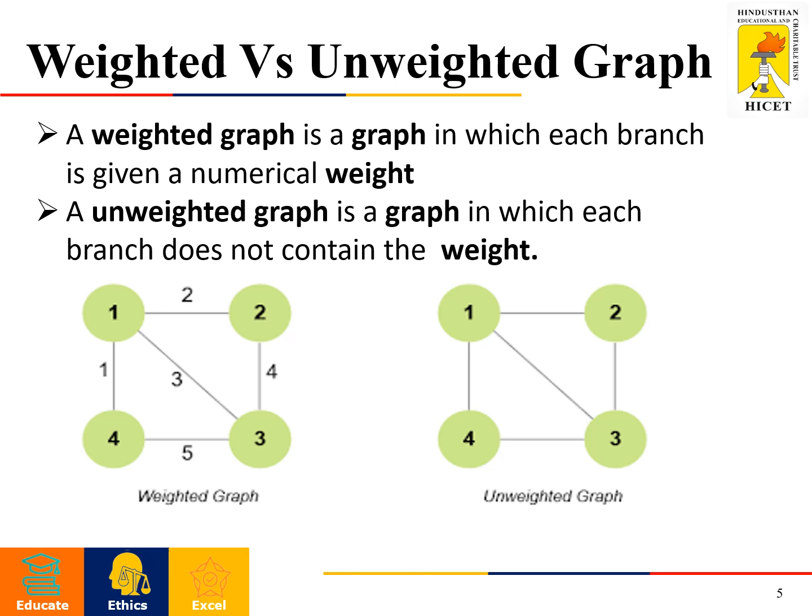Next one is 1 to 4. This is the path. The edge weight is 1. 1 to 3, the edge weight is 3. 2 to 4, the edge weight is 4. 4 to 3, the edge weight is 5. Okay, this is a weighted graph. We have to mention the weight in the edge. Here there is unweighted graph. There is no weight in this graph.